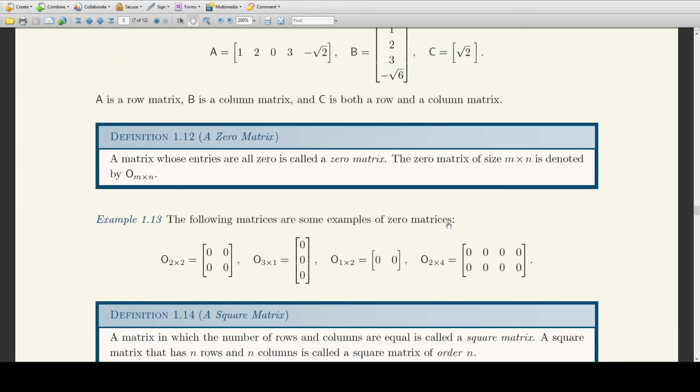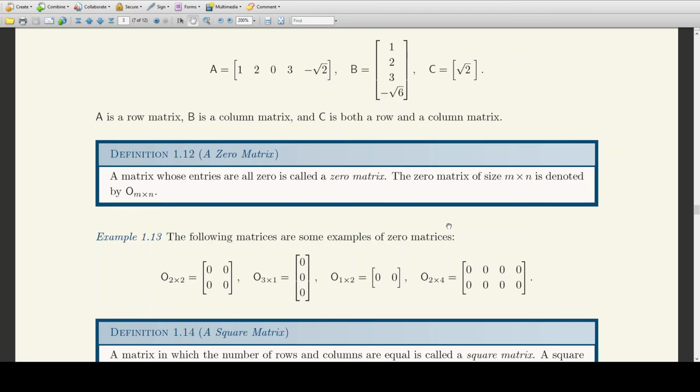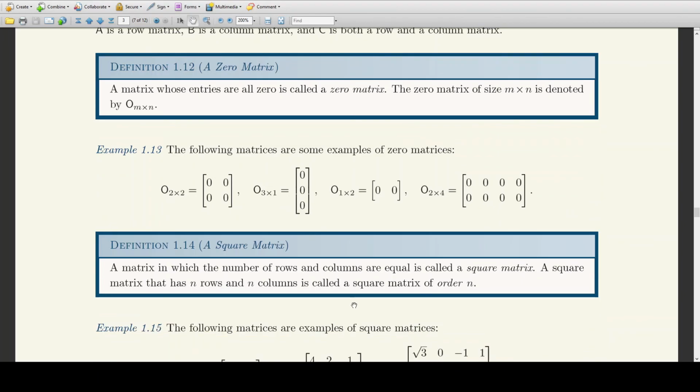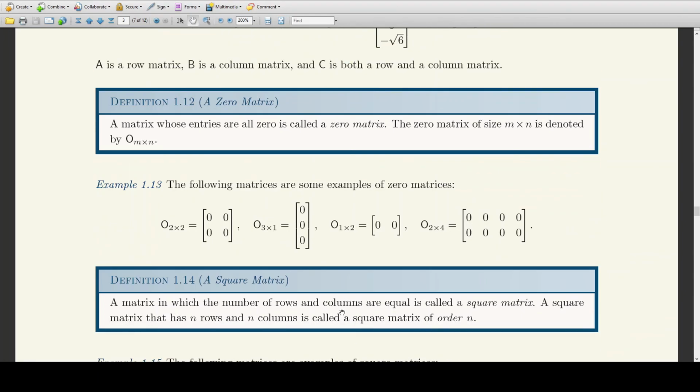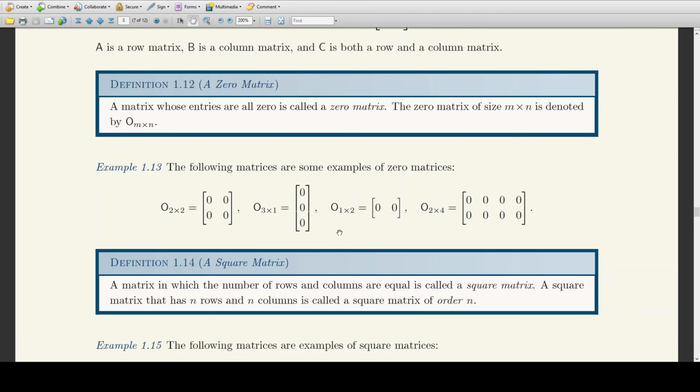A square matrix, I don't need to explain it to you. What is a square matrix? Equal numbers of rows and columns, yes? That's a square matrix. A matrix in which the number of rows and columns are equal is called a square matrix. A square matrix with n rows and n columns is called a square matrix of order n. If it's a rectangular matrix, I have to say 2x3. But if it is a square matrix, I can say it's a 2x2 matrix, or I can say it's a square matrix of order 2. Then you understand it's a 2x2. It's just names and the way that mathematicians address these things.